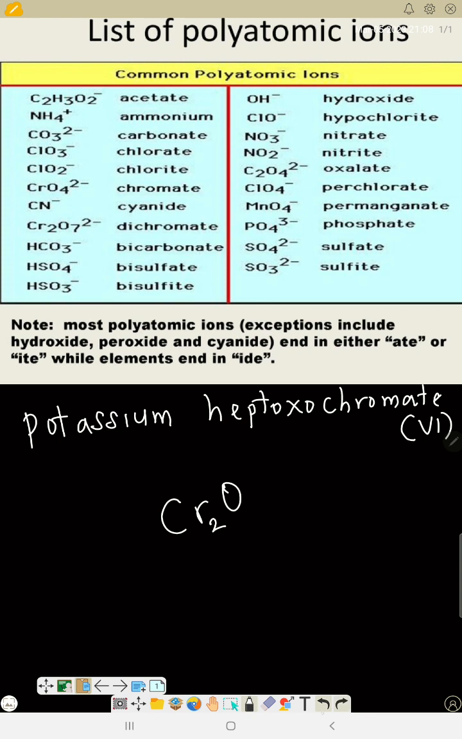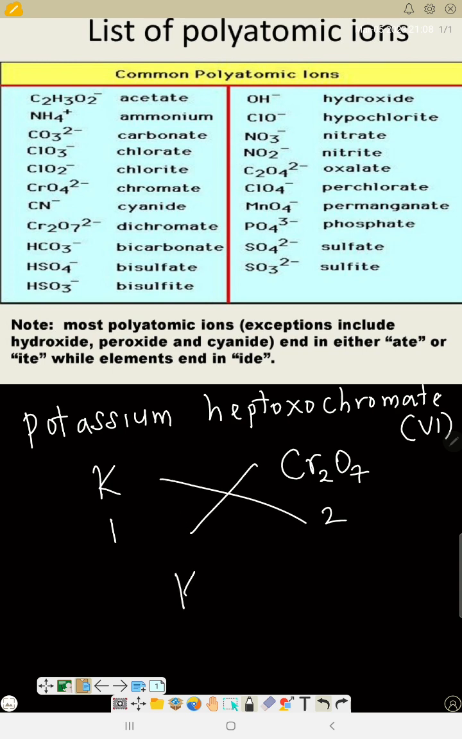So now this will be potassium, K, dichromate or heptaoxodichromate(VI), Cr2O7. The charge is 2, potassium is 1. So if you do your crisscross, that is K2Cr2O7. So that is potassium heptaoxodichromate(VI).